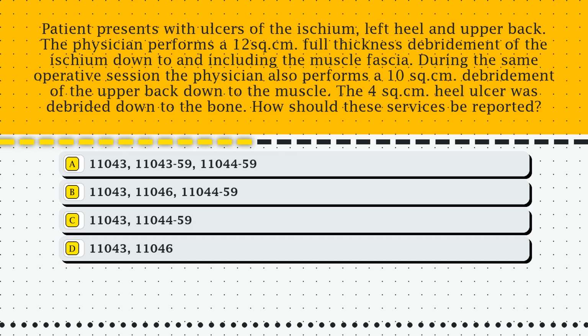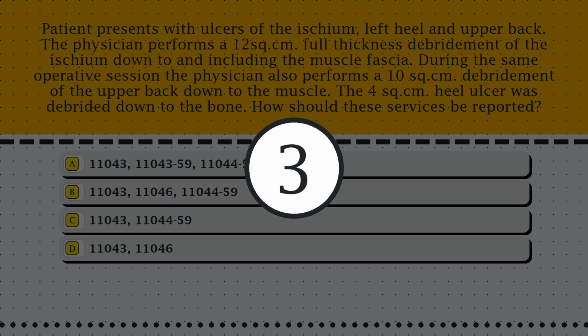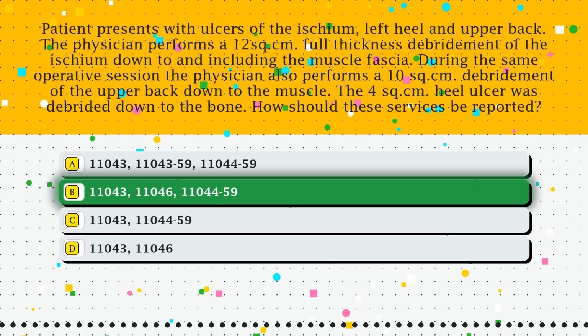Option A, 11043, 11043-59, 11044-59. Option B, 11043, 11046, 11044-59. Option C, 11043, 11044-59. Option D, 11043, 11046. The correct answer is option B, 11043, 11046, 11044-59.